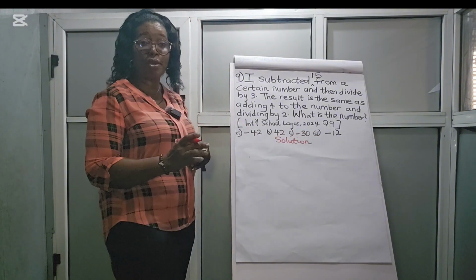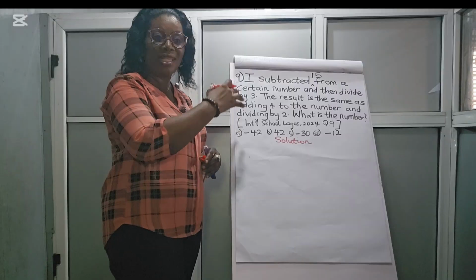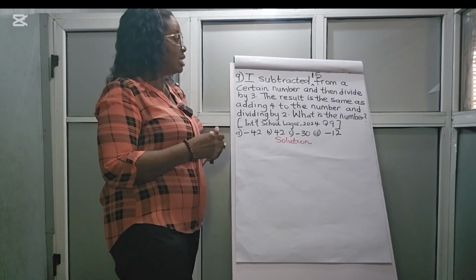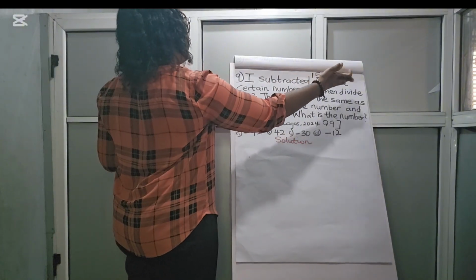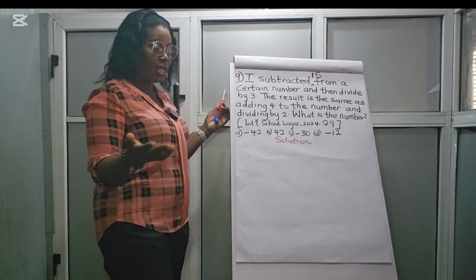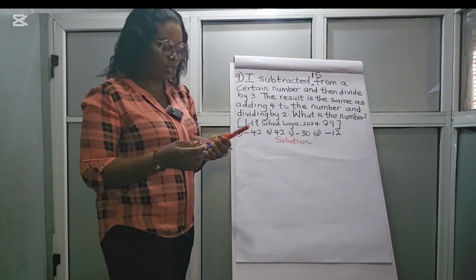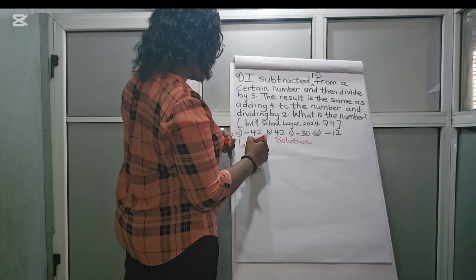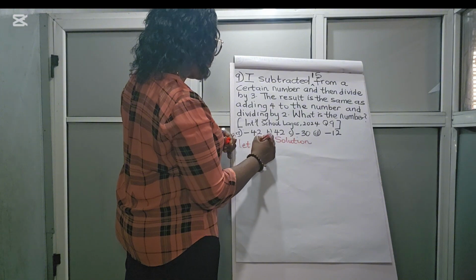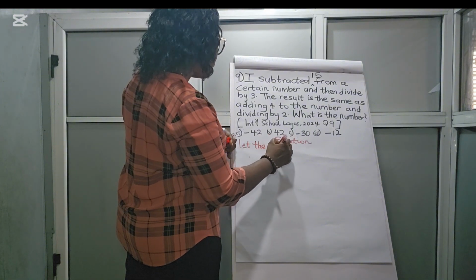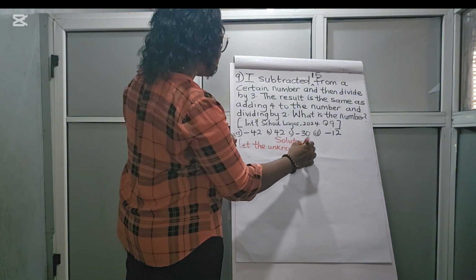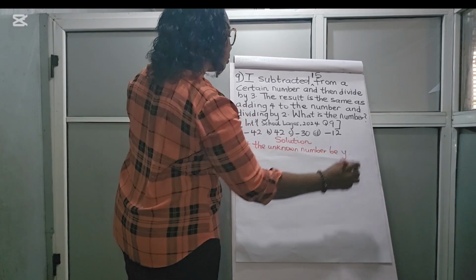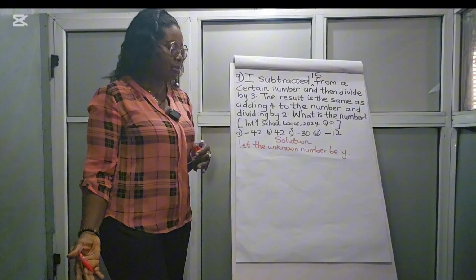Word problem in algebra. We're going to understand the statement line by line and solve. Now, the first line says, I subtracted 15 from a certain number. We do not know that certain number, so let's assign a letter to that number. We can say, let the unknown number be y.